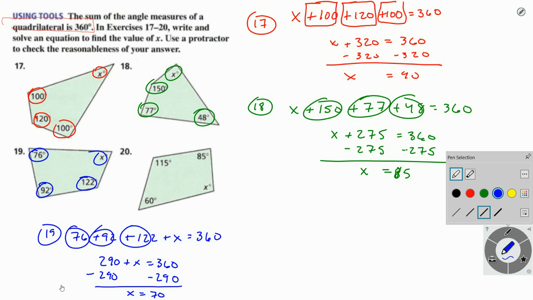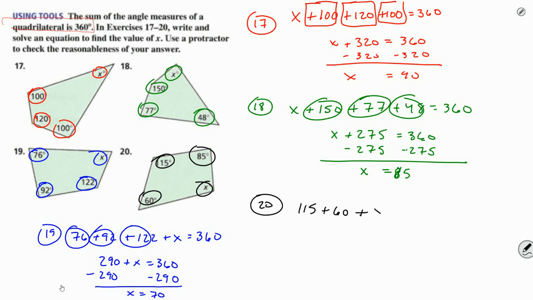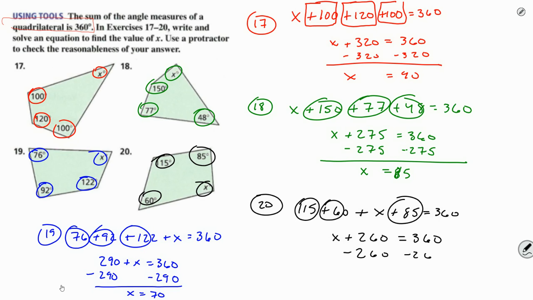All right, final problem here. Number 20, we got this plus this plus this plus this. So if we go 115 plus 60 plus x plus 85 equals 360, we can combine our like terms, our constants of these. So 115 plus 60 plus 85 is 260. X plus 260 equals 360. We do the inverse of addition, so we subtract 260 from both sides. We get x equals 100.